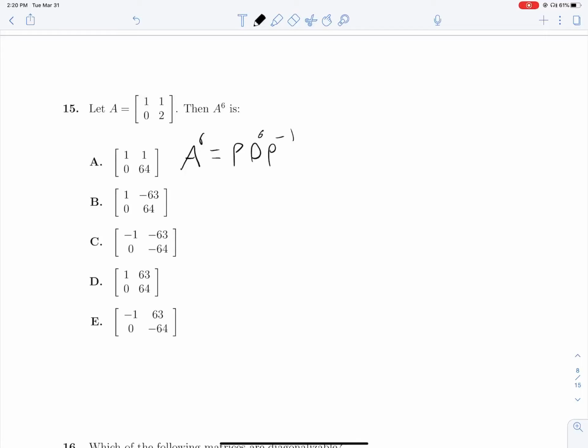So let's find the eigenvalues and eigenvectors of A. Since A is an upper triangular matrix, its eigenvalues are just equal to the elements of the diagonal. So lambda is equal to 1, and lambda is equal to 2. When lambda is equal to 1, our matrix is [[0, 1], [0, 1]], and the corresponding eigenvector for this matrix, since x1 is free, is (1, 0).